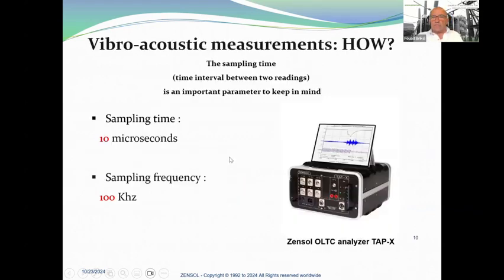So how do we do this recording? First of all, the sampling time. The sampling time is the time interval between two readings, and it's an important parameter to keep in mind. We use 10 microseconds, which is a frequency of 100 kilohertz, and here you have a picture of the recording, which we call the Tap 4 Plus.